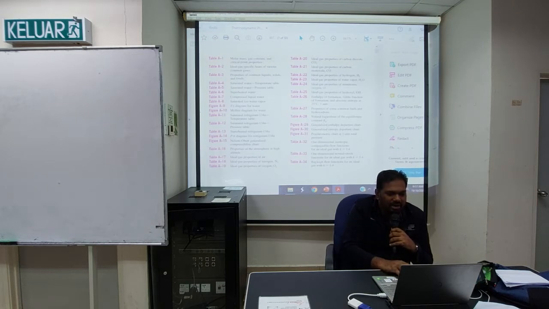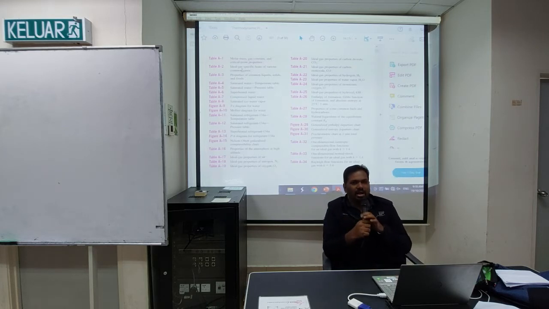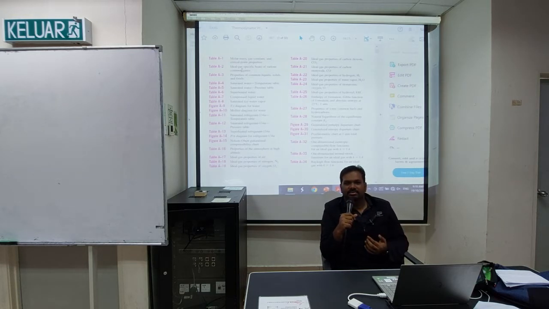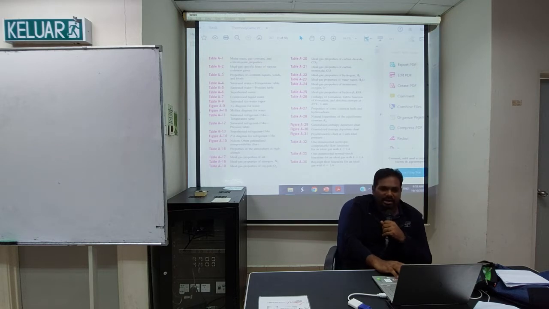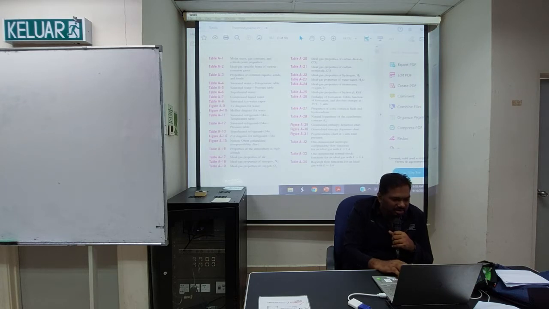For example, table A2 gives ideal gas specific heats, the specific heats for various common gases. If the fluid you are investigating is an ideal gas, what is an ideal gas? For example, nitrogen and oxygen. Any gas that falls under the ideal gas category, you can refer to table A2 to get the value.